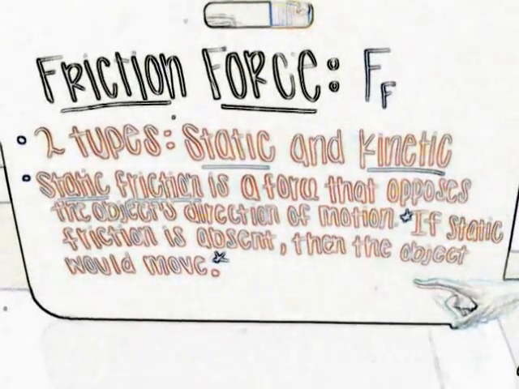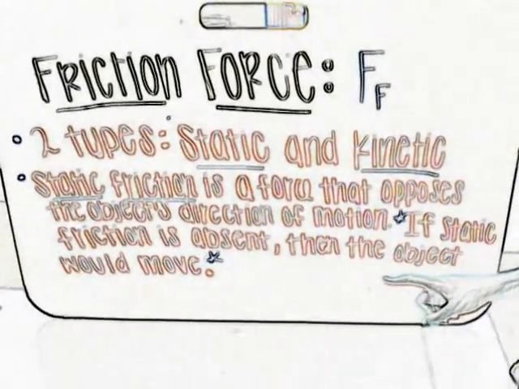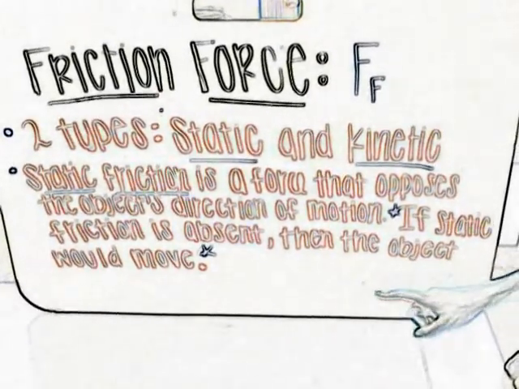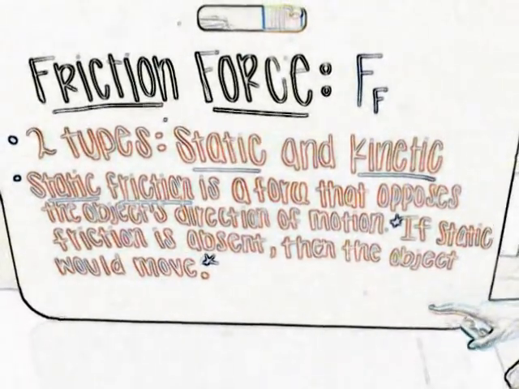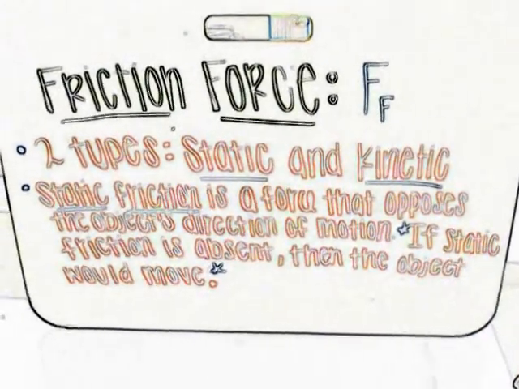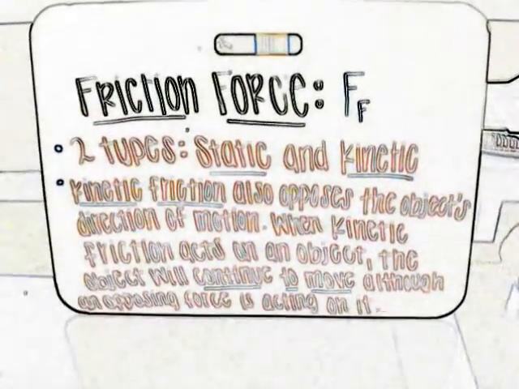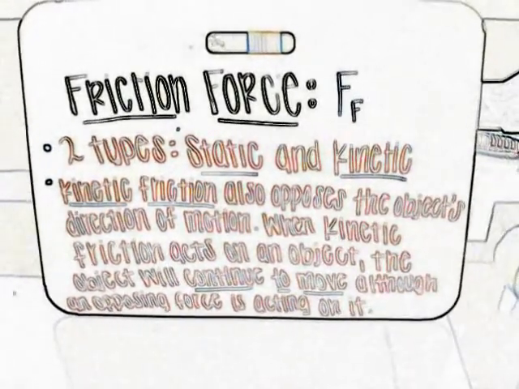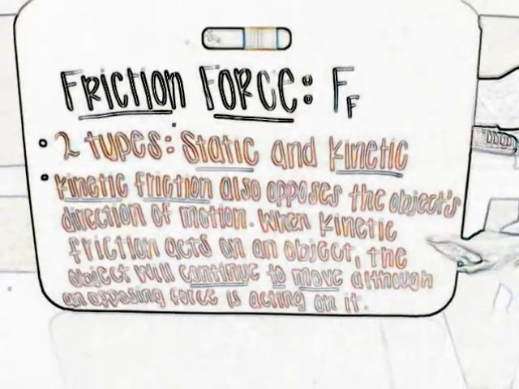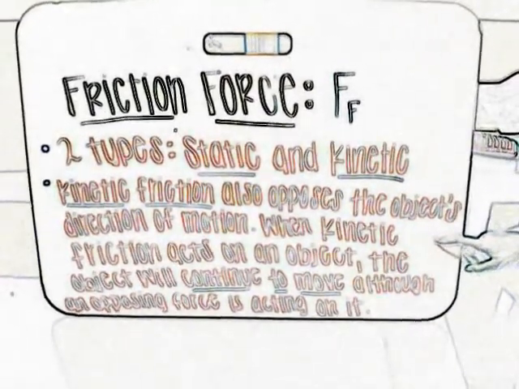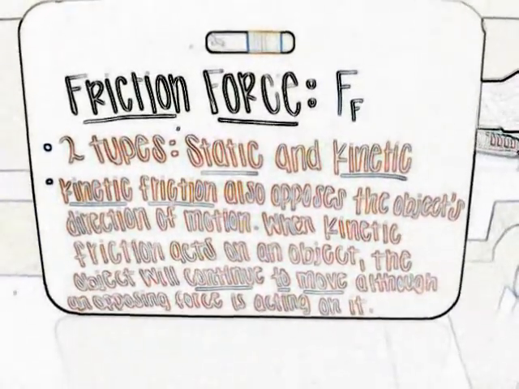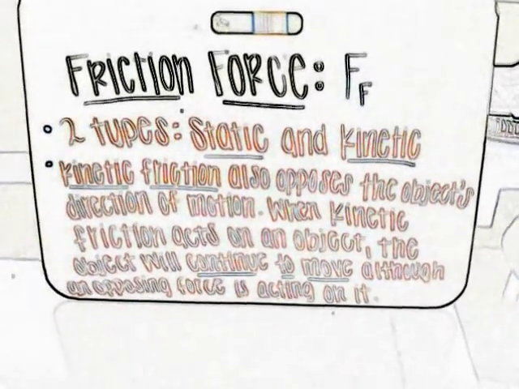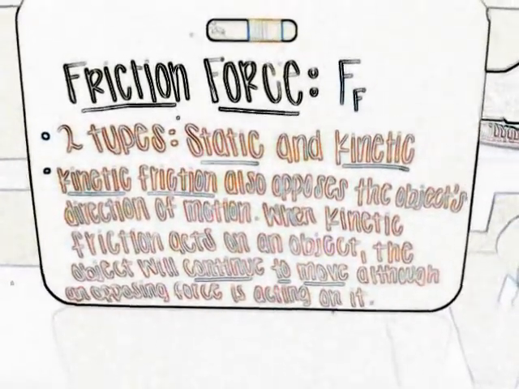Static friction is a force that opposes the object's direction of motion. If static friction is absent, then the object would move. The second type of friction force is called kinetic friction. Kinetic friction also opposes the object's direction of motion. When kinetic friction acts on an object, the object will continue to move, although an opposing force is acting on it.